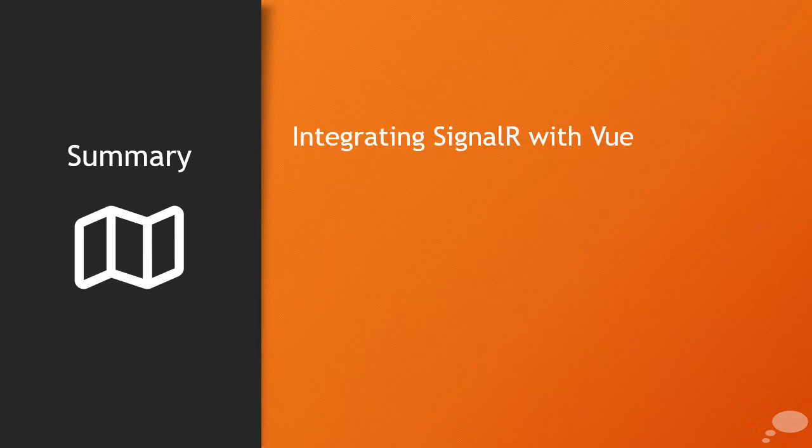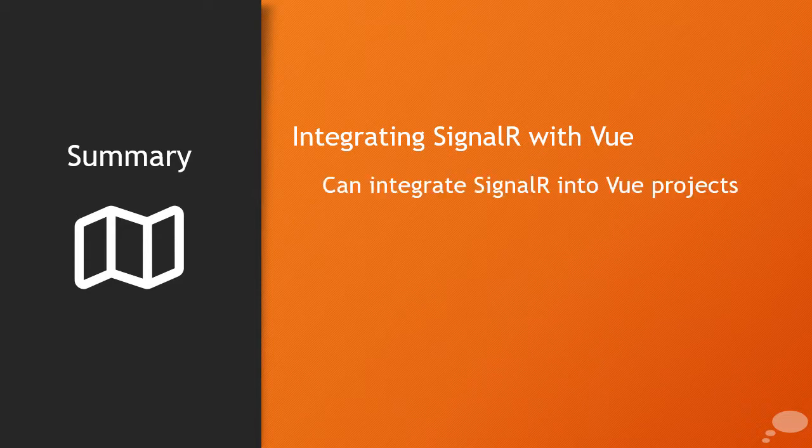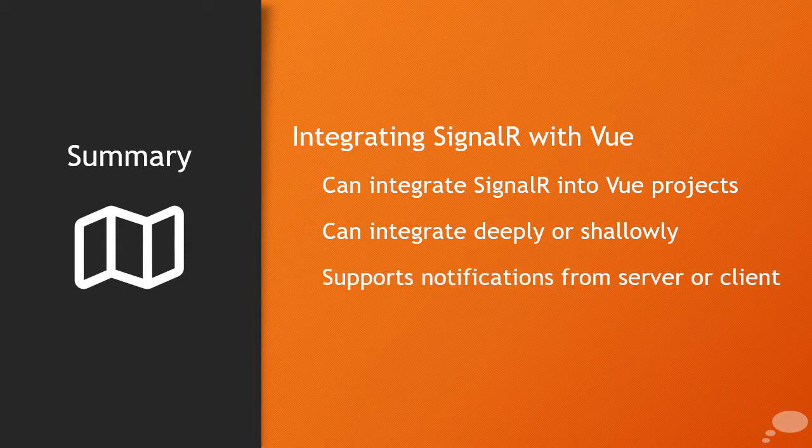So we've talked about integrating SignalR into a Vue project hosted within ASP.NET Core. I've shown you how you can integrate it deeply or shallowly into your Vue projects, whether you want to isolate it inside of Vuex, do it globally, or just include a library and go about it. And I've shown you how to handle both notifications to the server as well as from the server. This has been integrating SignalR with ASP.NET Core and Vue.